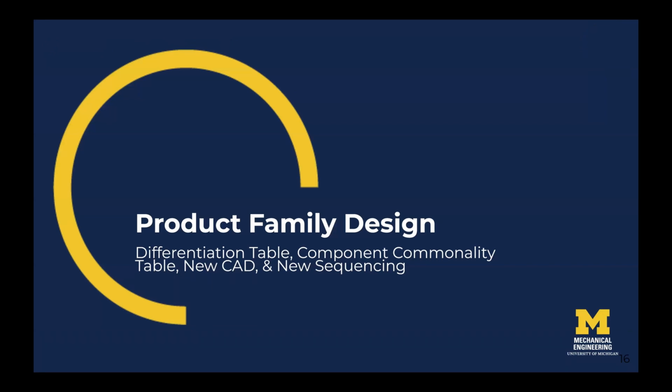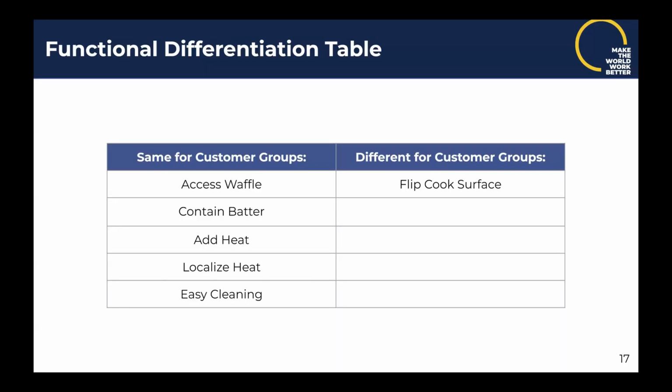Next, we'll go into our product family design portion. First, we made a functional differentiation table. On the left, we see things that are the same for both the primary and the secondary customer groups. And on the right, we highlight the difference between the primary and secondary customer groups, which in our case was the flip cook surface, or moreover, the rotational feature.